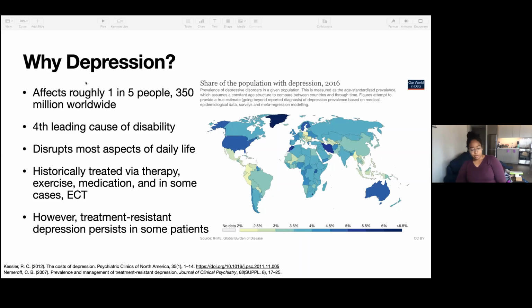Historically, depressive disorders have been treated with therapy, exercise, medication, and in some severe cases, ECT. However, some people continue to experience symptoms of depression after going through multiple rounds of treatment, and this is called treatment-resistant depression, which has prompted researchers and clinicians alike to explore other treatment options. So on the right, you can see a figure with the share of the population with depression globally from 2016. Those numbers have only gone up since then, especially in people of my age.